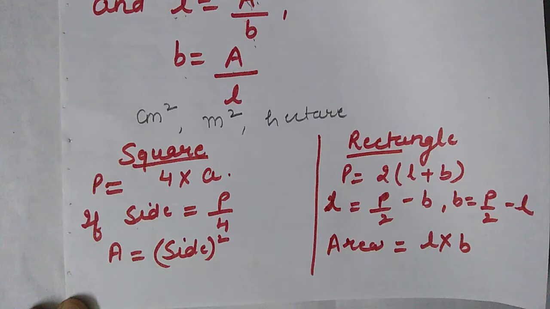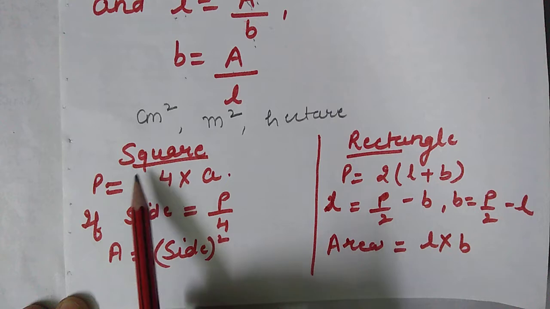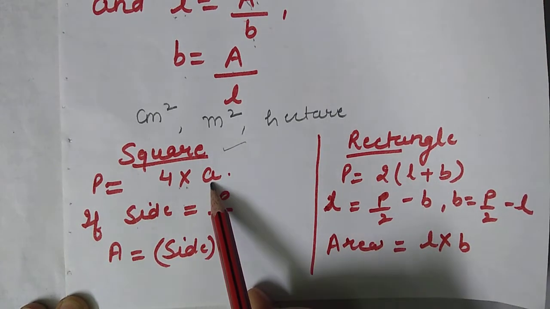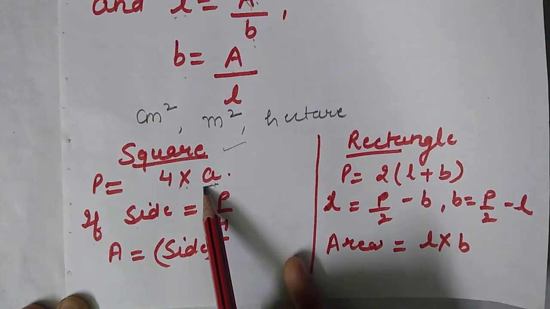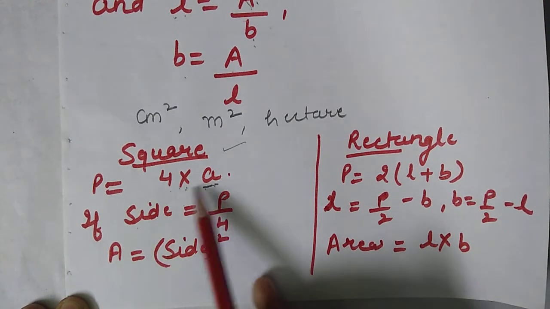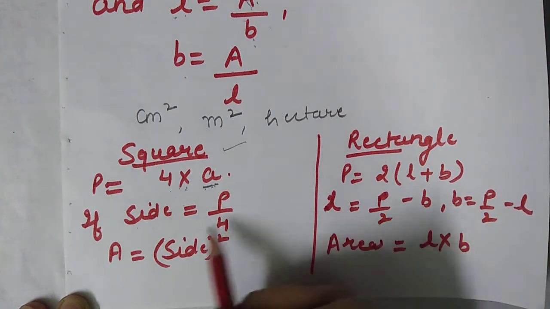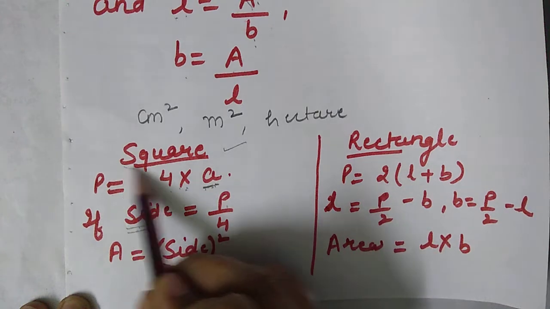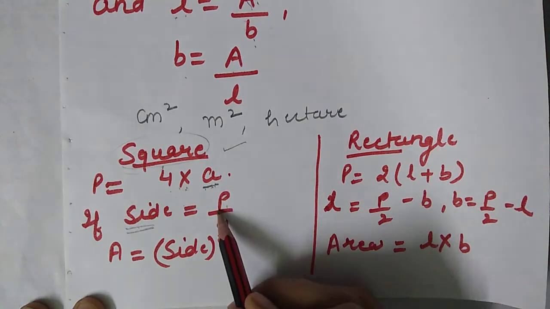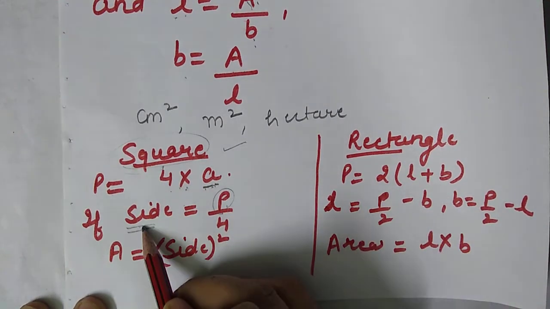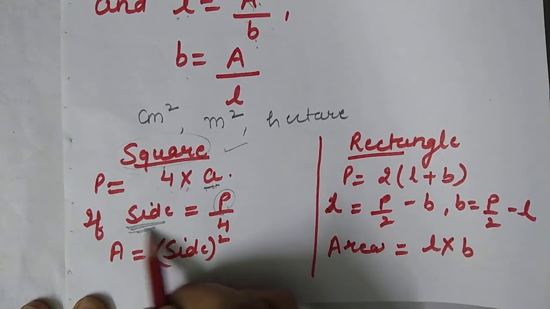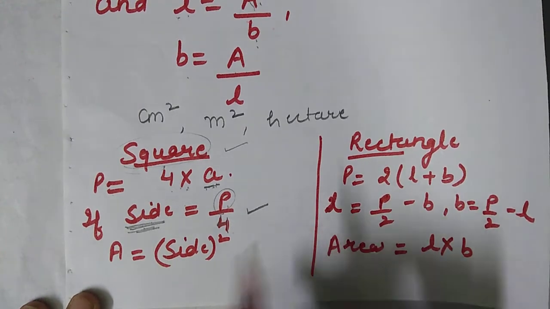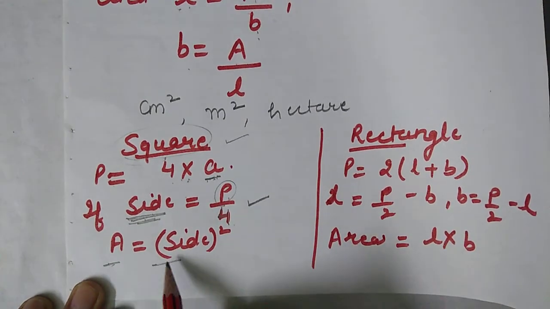So let us summarize these two concepts. So let us take square. Perimeter of a square is 4 into side. Here A represents the side of the square. Okay, perimeter of a square is 4 into side. In case you are given perimeter and you have to find side, okay, I am talking about square only, then how will you calculate? Side is given by perimeter divided by 4. Okay, perimeter divided by 4. Now area of a square is side square.